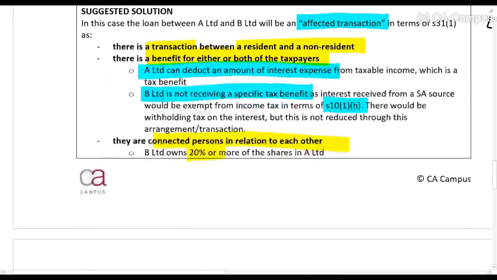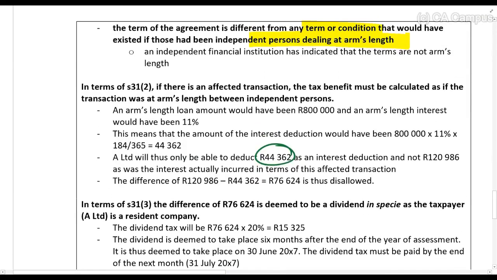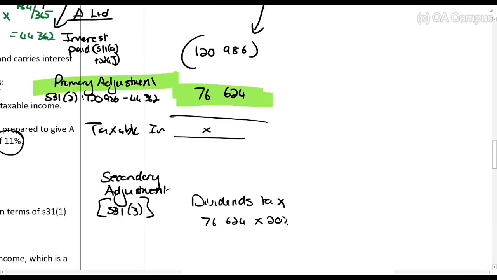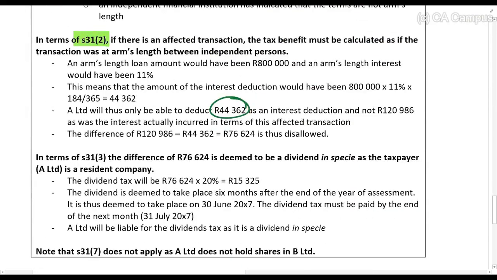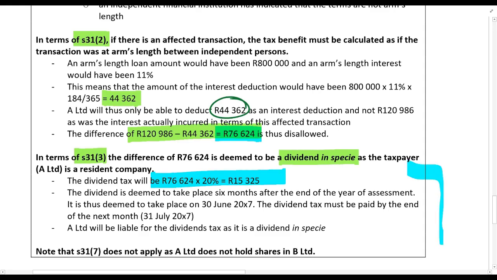That's the first thing, how you set it up with those points. When you have identified the affected transaction, you apply what we do when we do the number crunch. We talk about the primary adjustment first. Section 31.2 is for the primary adjustment. You should have paid only 44,362, so that means 76,624 is disallowed. We then talk about our secondary adjustment. Because it is a company, it's a dividend in specie, so that 76,624 amount times 20%. Then we talk about when it's deemed to be paid, by the end of the next month. Those are the rules for dividends tax.